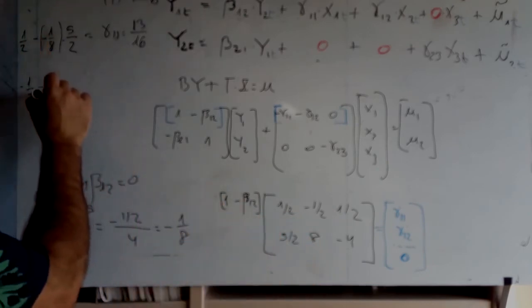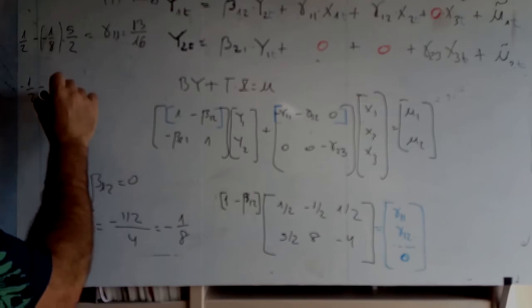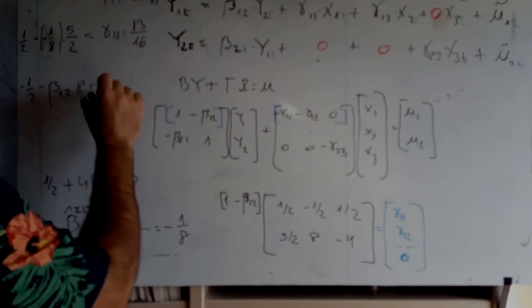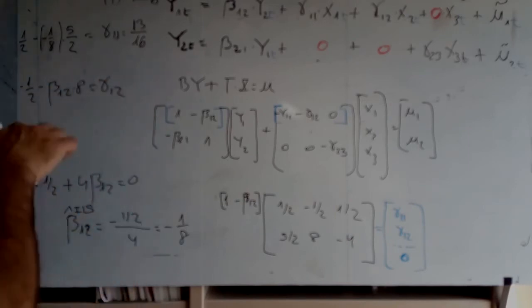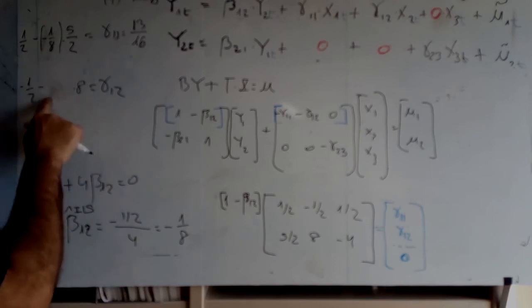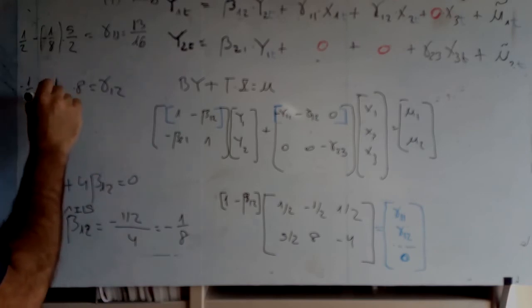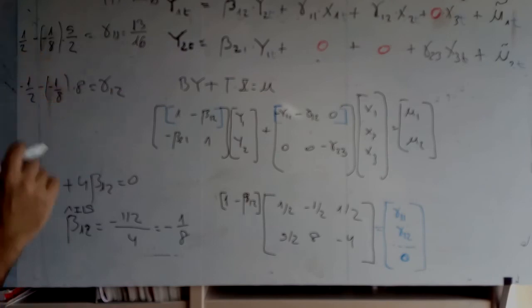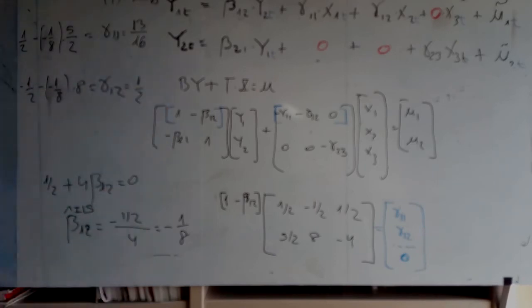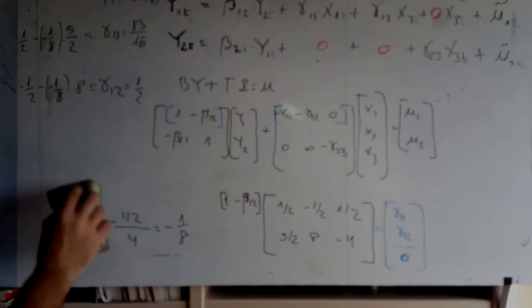And for the second, if we multiply this row by this column, then minus 1/2 minus beta 1 2 times 8 has to be equal to gamma 1 2. Again, as beta 1 2 has already been estimated as minus 1/8, this term becomes positive. 8 divided by 8 is 1. 1 less 1/2 is 1/2. So we have completed our estimation successfully.